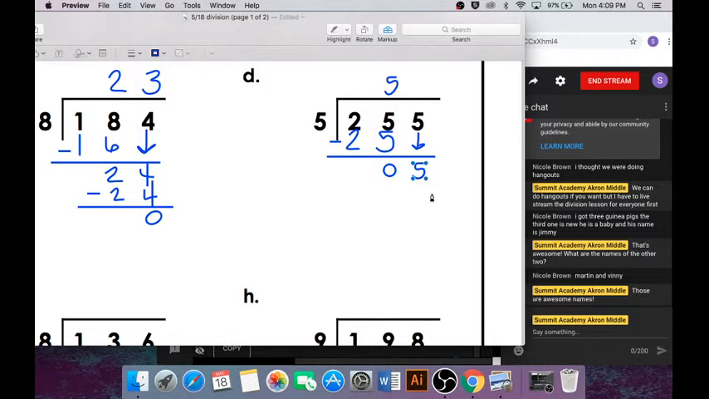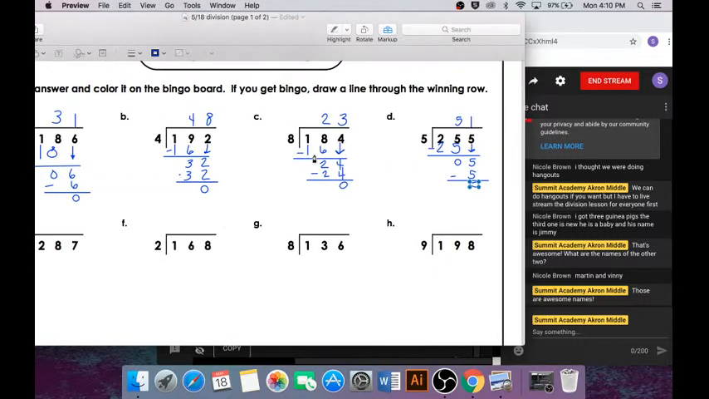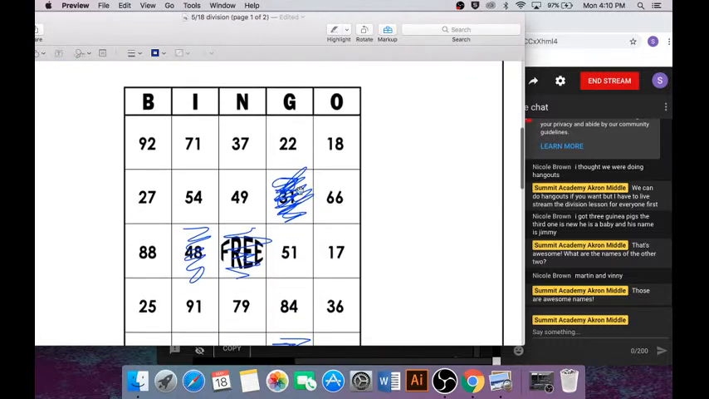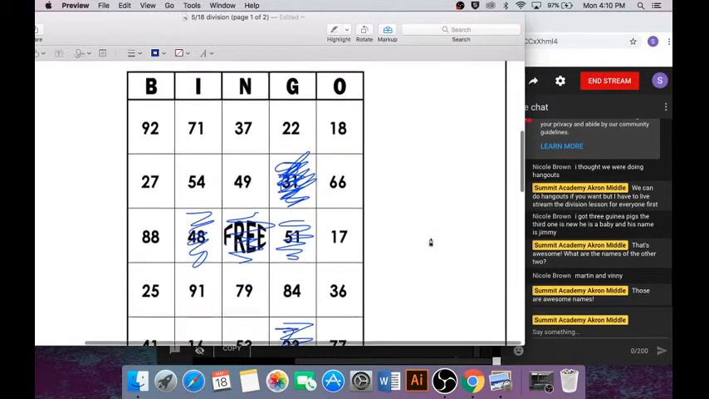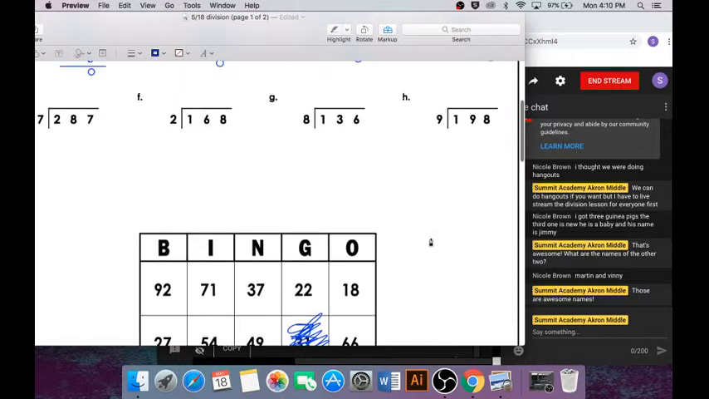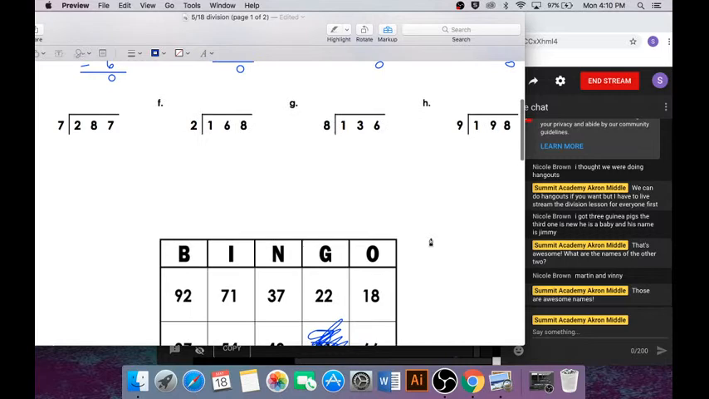Now we're going to see how many times 5 goes into 5 without going over. It's going to be 1 time. 1 times 5 is 5. And 5 minus 5 is 0. So now we need to find 51 on our bingo board. Okay. Our next one.